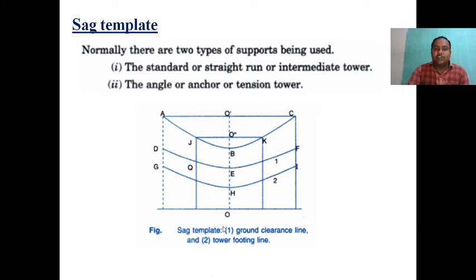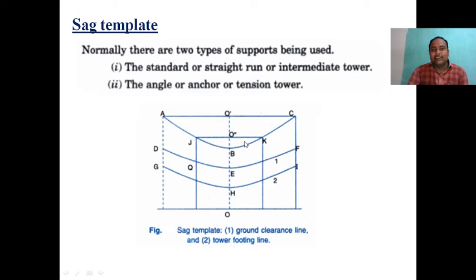In the sag template, the first one is the ground clearance line. The curve DEF is the ground clearance line. Ground clearance line means the height between the ground and the conductor. The second one, GHI, represents the tower footing line. DEF is the ground clearance line. Curve ABC gives the length of the span. O dash B is the maximum sag.